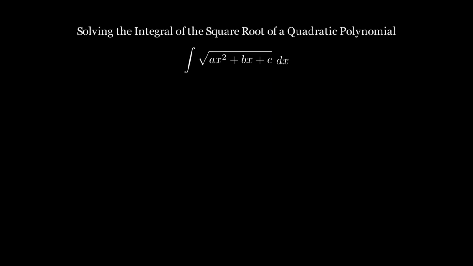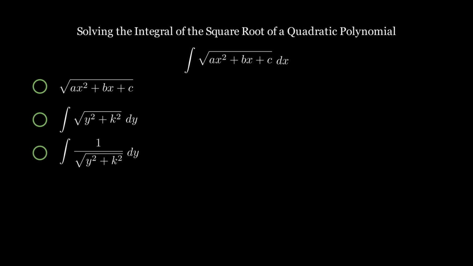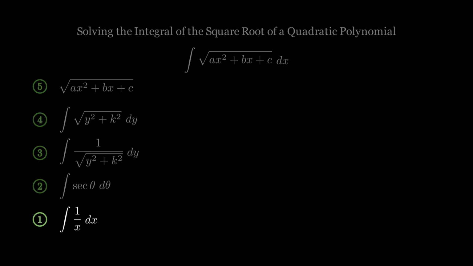In this video we are going to show how to solve the integral of the square root of a single variable quadratic polynomial. Here are the main steps to achieve this goal. Complete the square of a quadratic polynomial inside a square root. Integral of the square root of a quadratic binomial. Integral of the inverse of the square root of a quadratic binomial. Integral of the secant of theta. Integral of the reciprocal of x. Let's cover these steps from bottom to top, as each result is an input to solve the next one.